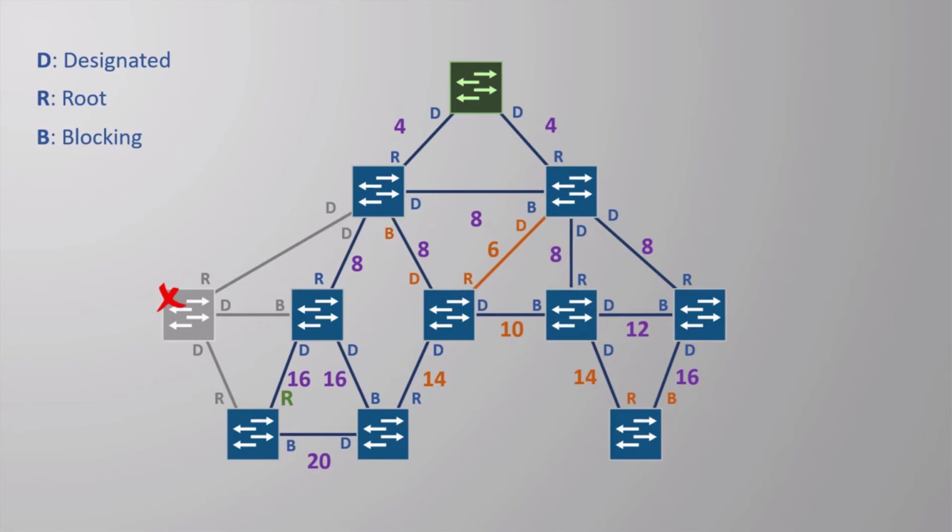This does not just rely on the configuration BPDUs that the root bridge sends. There is a second type of BPDU called a topology change notification, or TCN. These are sent by regular switches, not the root bridge.